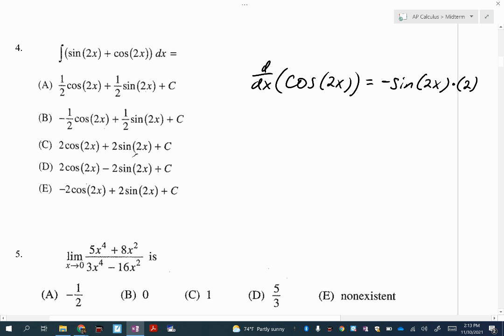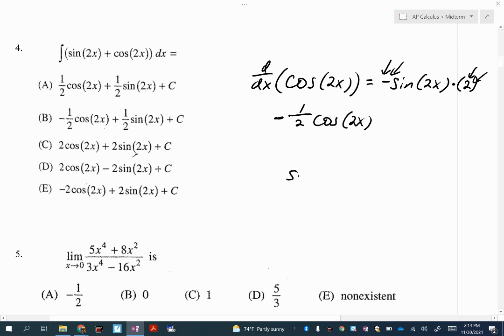But I don't want all of that stuff, right? I don't want this negative sign, and I don't want this 2. So I have to come up with ways to get rid of that. So if I put a negative in front of it, that will get rid of it, and also a 1/2. If I do the derivative of this, that negative 1/2 multiplied by this negative sign and that positive 2 would end up becoming just positive 1. All right, so that's my first piece.